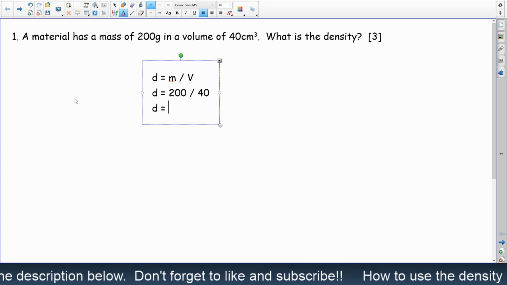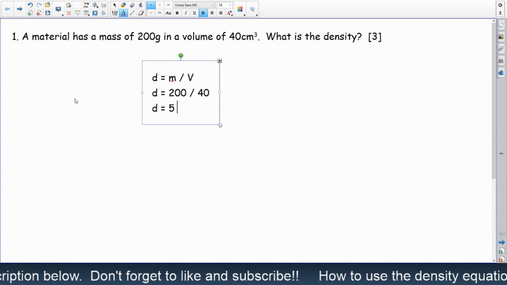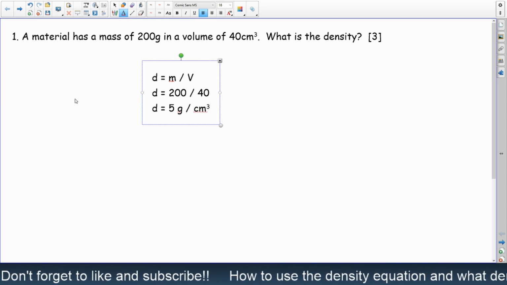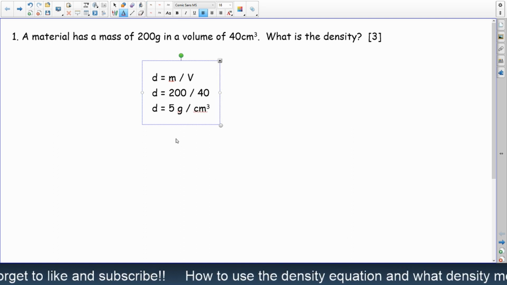Again, we should use our calculator for this. That comes out to be 5. Unit for mass is grams. Unit for volume is centimeters cubed. We're okay with grams per centimeter cubed as our answer.